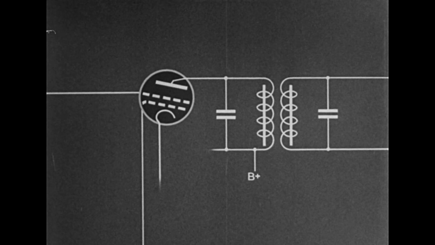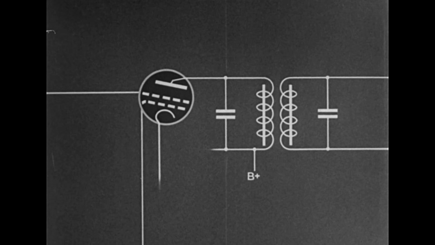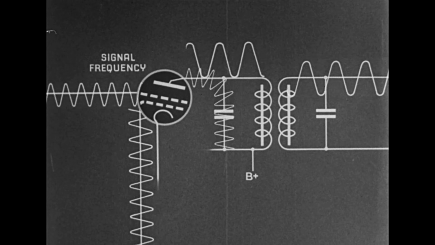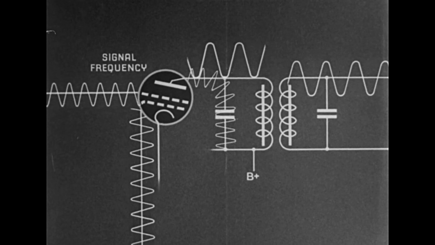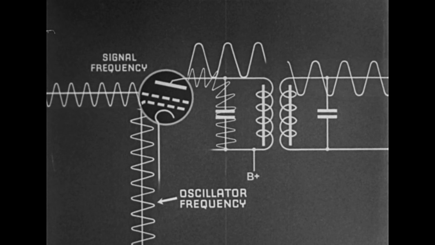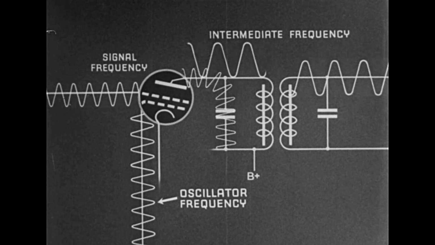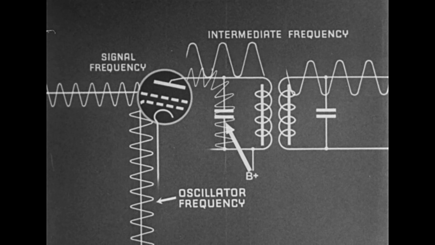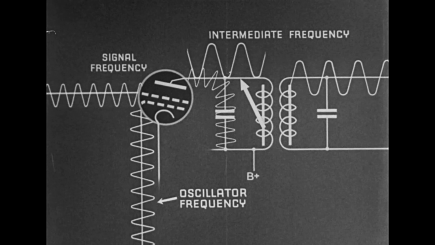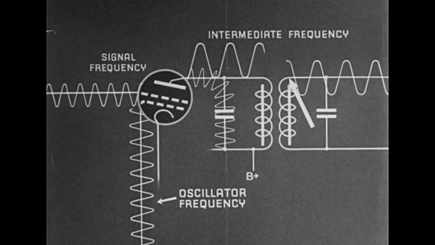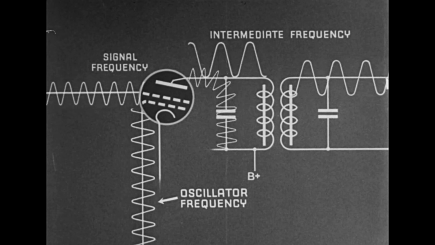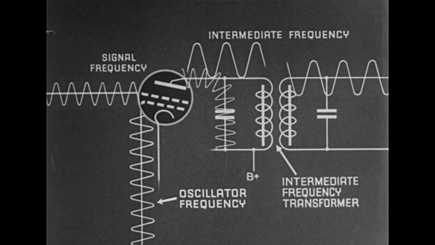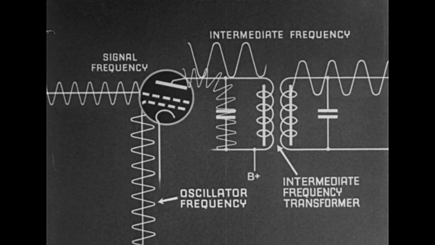The output of the mixer tube is fed to an intermediate frequency transformer. This transformer allows the intermediate frequency to pass. The output includes the intermediate frequency along with other frequencies. The higher frequencies pass around the transformer through a bypass condenser. The intermediate frequency passes through the transformer to the grid circuit of the next tube. The intermediate frequency transformer is closely tuned to the one frequency, allowing nothing else to pass.